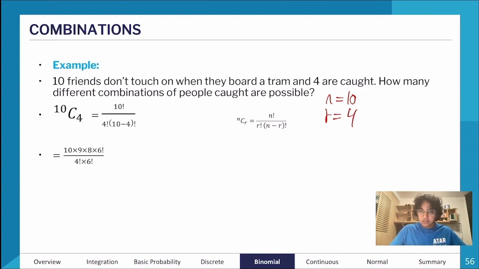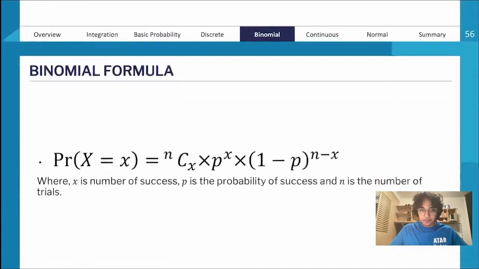Now, if you leave things in factorials, you can cancel them out. So 10 times 9 times 8 times 6 factorial. So then these 6 factorials can cancel out, and you're left with 10 times 9 times 8 divided by 4 times 3 times 2. So it's always good to cancel out where you can. The 4 and the 2 are going to cancel out with the 8, and the 3 and the 9 are going to cancel out to make 3. So it's just 10 times 3, which is equal to 30.